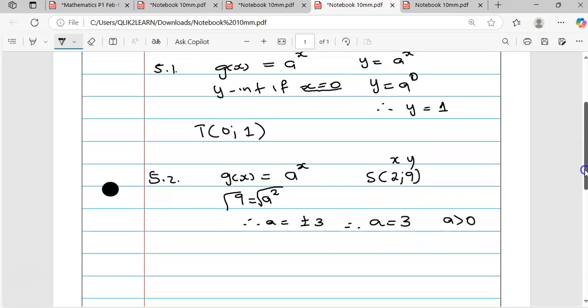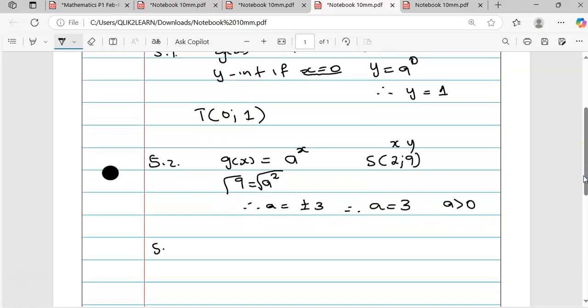It's fine. We can say this is 5.3. So on 5.3, we know that g at x is equal to a to the x. We have the value of a, so this will be 3 to the x. So now, to find h at x, did they say h at x?